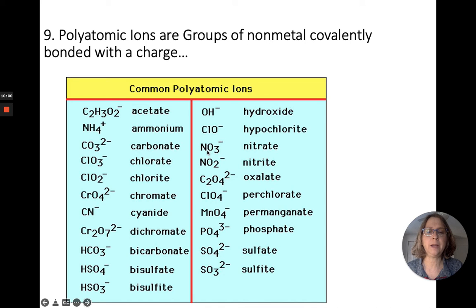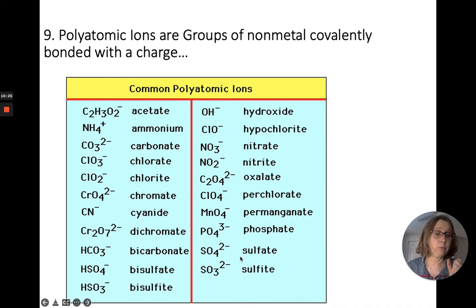They are both a nitrogen, but nitrate, ATE, has 3 oxygens, whereas nitrite has 2. They're both 1- charge. You'll notice the ATE version always has 1 more oxygen than the ITE version. If it has hydrogen in it, like this one, you'll see the word bi in the front, like bicarbonate, bisulfate, because it has a hydrogen in front of it as opposed to just sulfate.